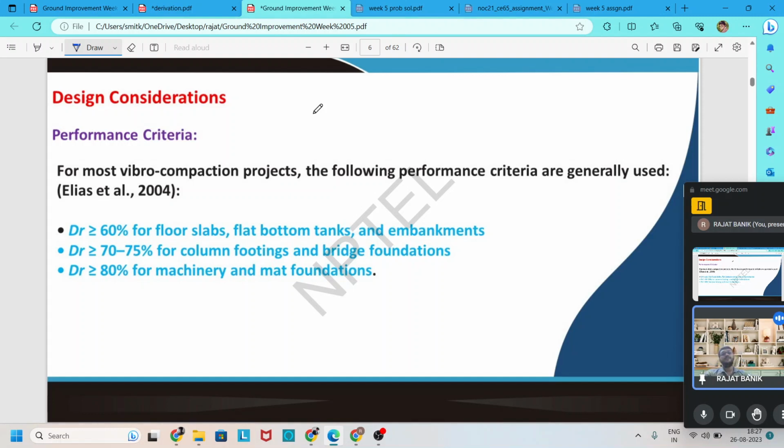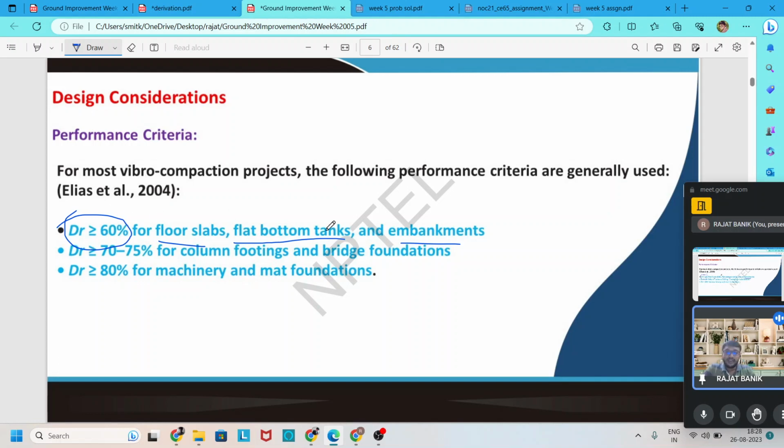So for slab, flat bottom tank and embankment, the relative density should be more than 60%. And if we use this method for column and bridge foundation, the relative density should be between 70 to 75%. And for machinery and mat foundation, the relative density should be greater than 80%.